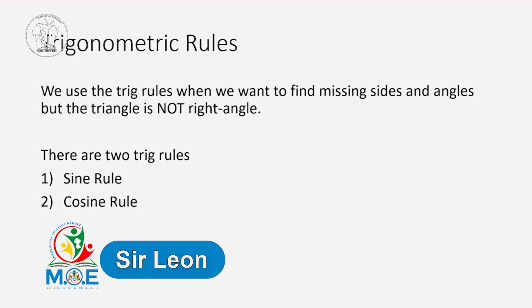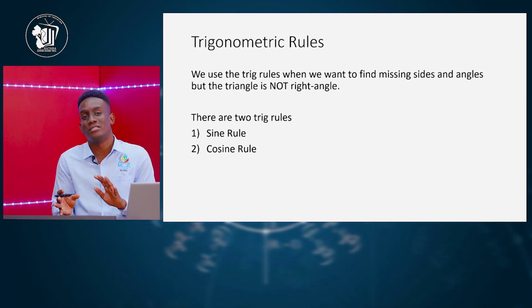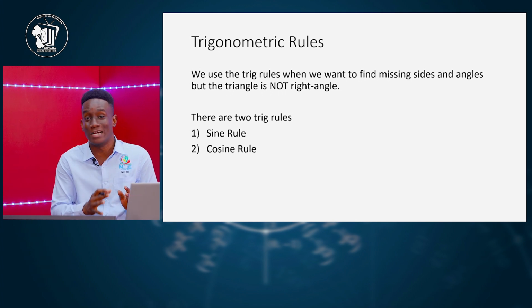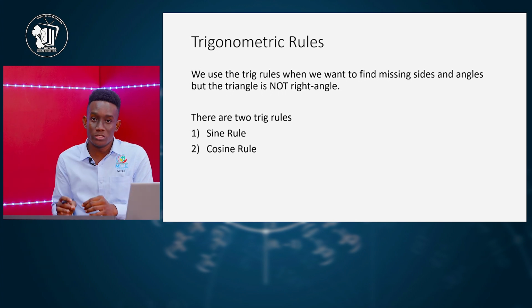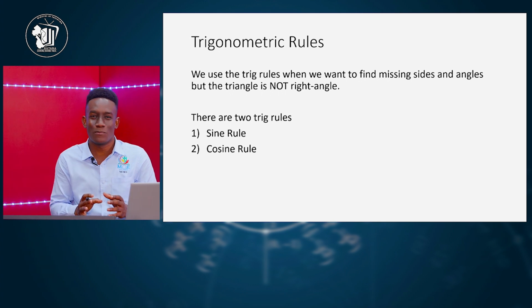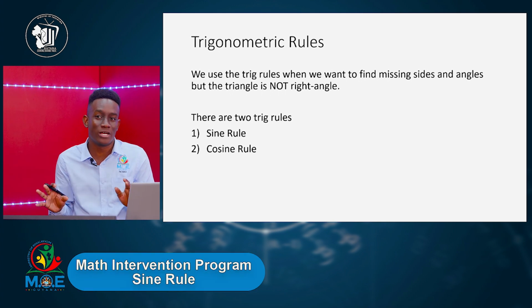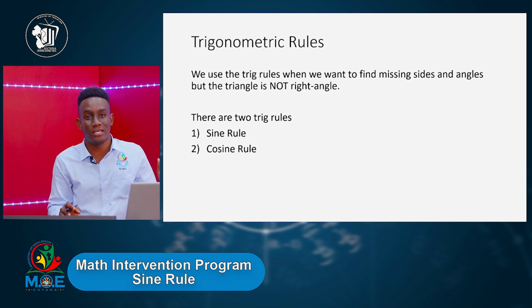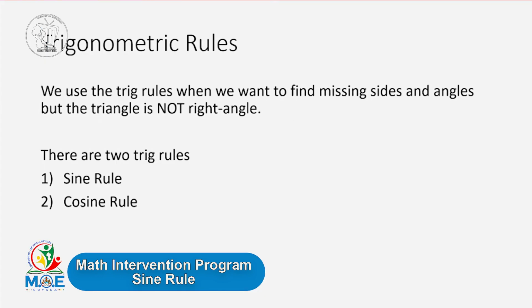So we use trig rules when we want to find missing sides and missing angles, but the triangles are not right angle triangles. Earlier we learned how to find them for a right angle. So for the trigonometric rules, we use them when we have a non-right angle triangle. It can be an equilateral triangle, it can be a scalene triangle. As long as it is not a right angle triangle, then these rules will apply. And we know if it's a right angle, we use the trigonometric ratios.